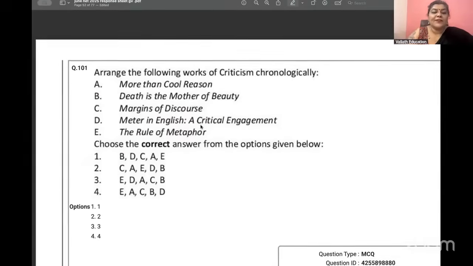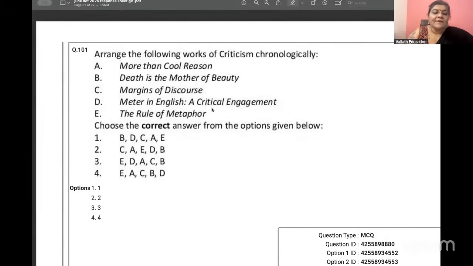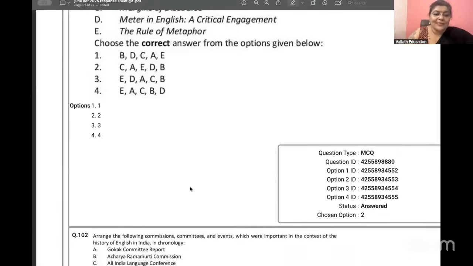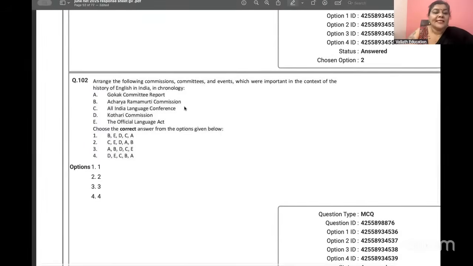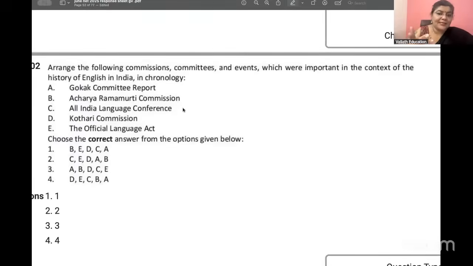Arrange the following works of criticism chronologically. Never heard any of these? Doesn't matter. That is a difficult question. Out of all these questions, only one or two difficult questions I have seen actually. This is directly from everybody's study preparation. I have taught this. Everybody should know this. These are the commissions and committees. They should be arranged in chronological order. You should know this.